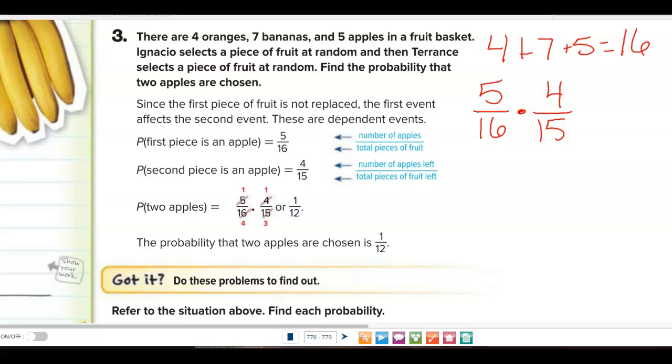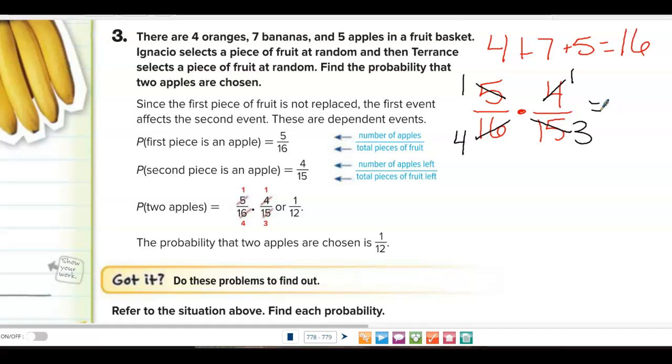Yeah. Where? You get 16, 4 is 16. The 4 becomes a 1, the 16 becomes a 4, the 5 becomes a 1, the 15 becomes a 3. So I just cross reduce. Okay, if you don't cross reduce first, you'll just have to simplify at the end.